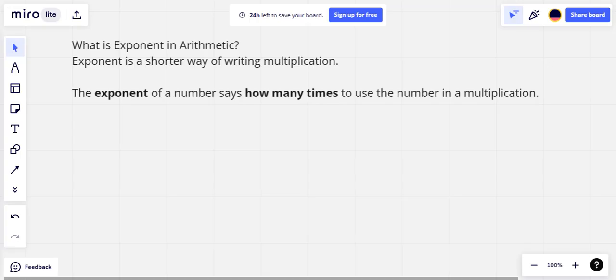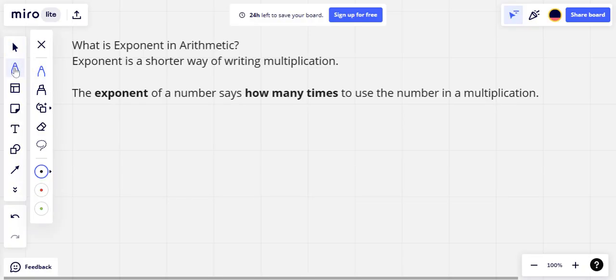Now, today we are running right into the lesson. We will be looking at exponents, this time in arithmetic. So it says here, exponent is a shorter way of writing multiplication. I think you need to write that down in your notes. Okay? And then I have a second definition for what exponent is. The exponent of a number says how many times to use the number in a multiplication. Now, let's jump right into it.